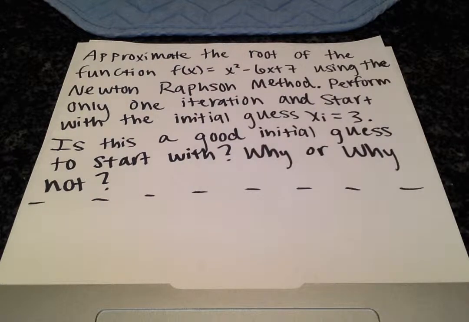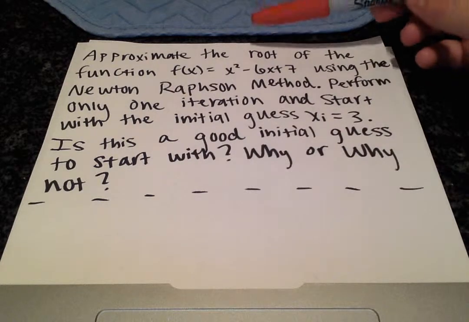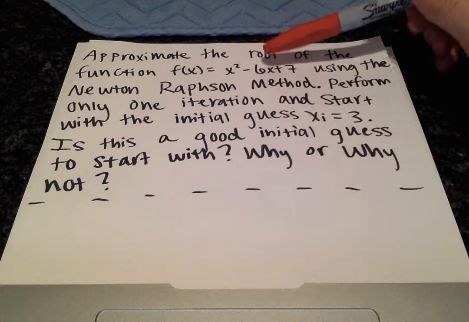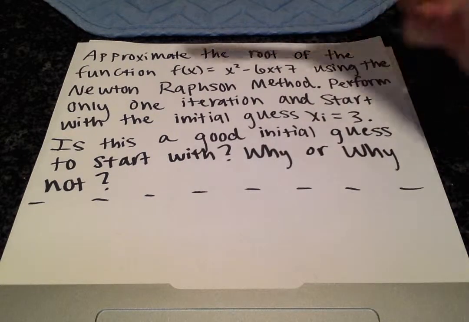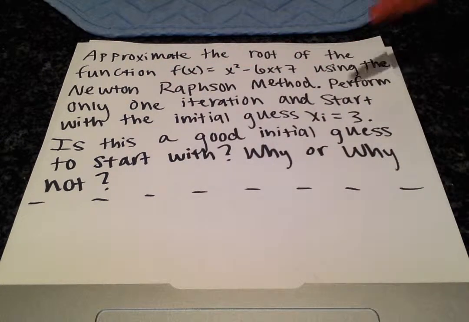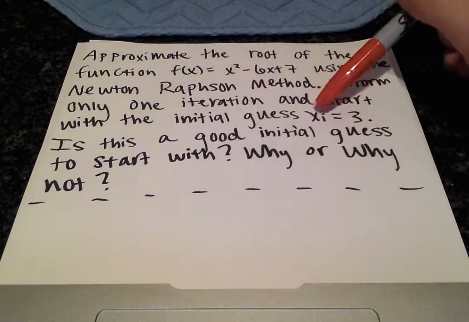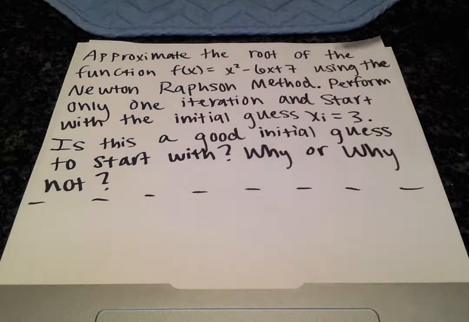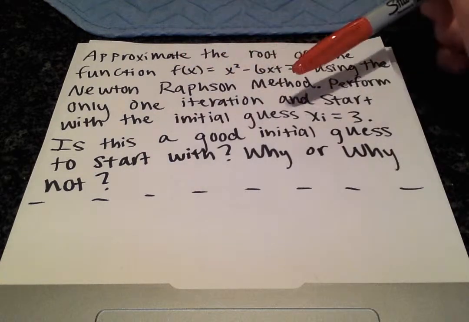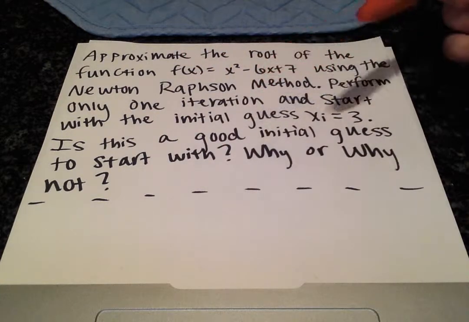Hello, we are back with another numerical methods problem. In this example, we will be approximating the root of the function f of x equals x squared minus 6x plus 7. We're going to be using the Newton-Raphson method, and they only want us to perform one iteration and start with the initial guess x sub i equals 3. They also ask us, is this a good initial guess to start with? Why or why not?